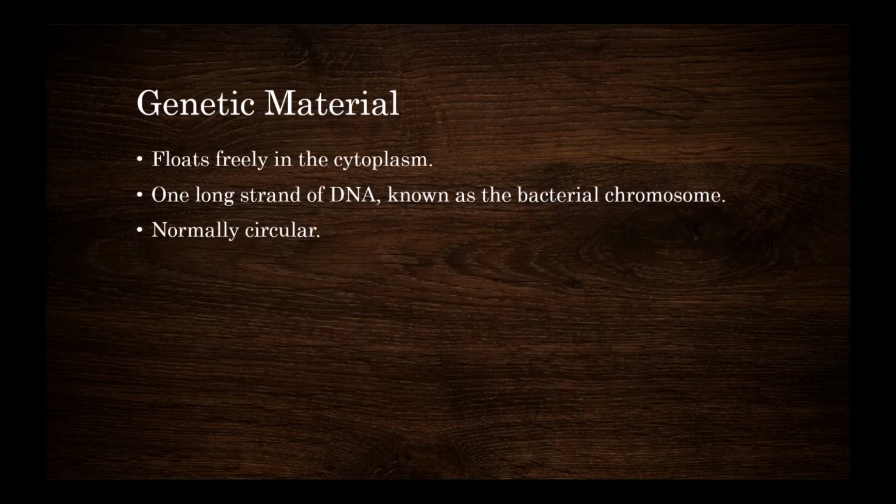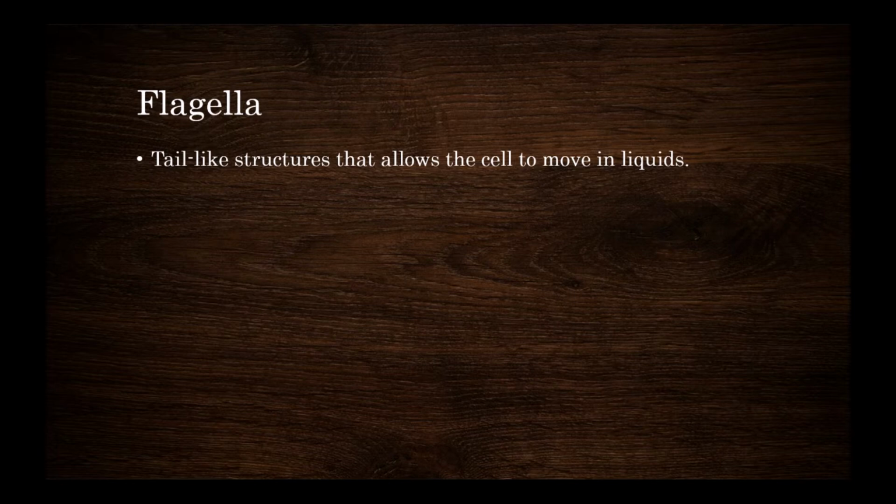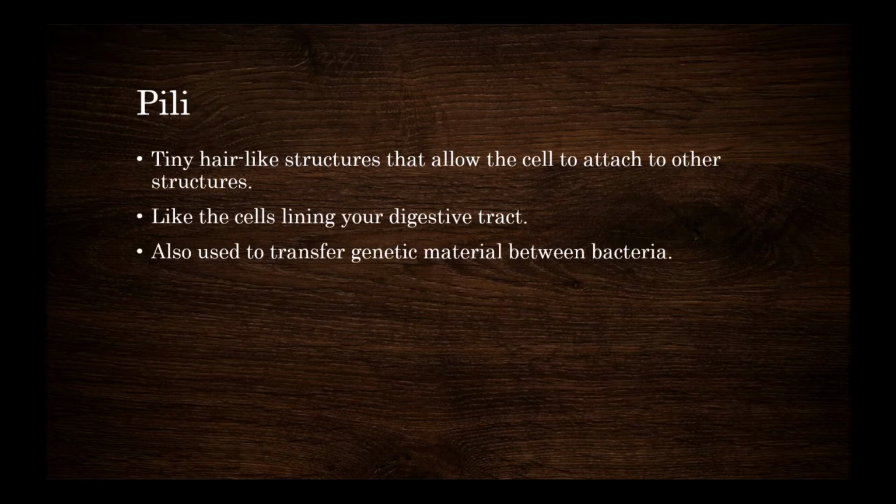So the genetic material floats freely in the cytoplasm, and it's usually one long strand of DNA, which is known as the bacterial chromosome, and that is normally circular. So the flagella are tail-like structures which allow the cell to move in liquids. The pili are tiny hair-like structures that allow the cell to attach to other structures. The cells lining your digestive tract have pili, and they are also used to transfer genetic material between bacteria.